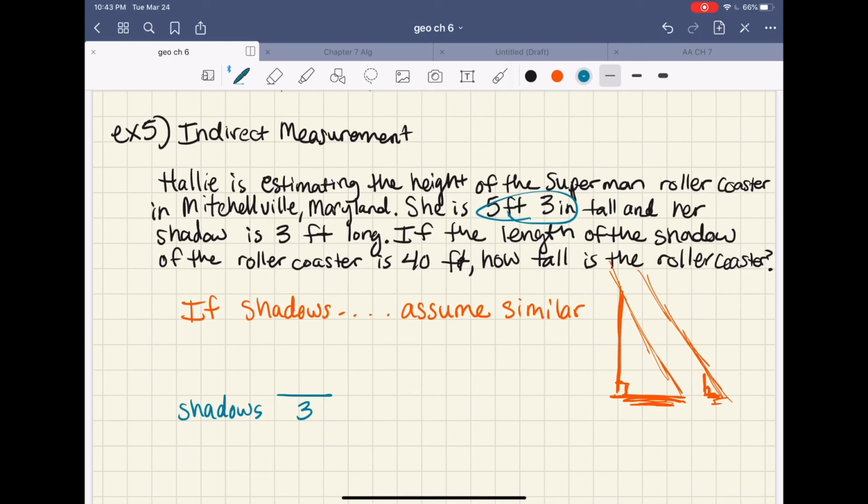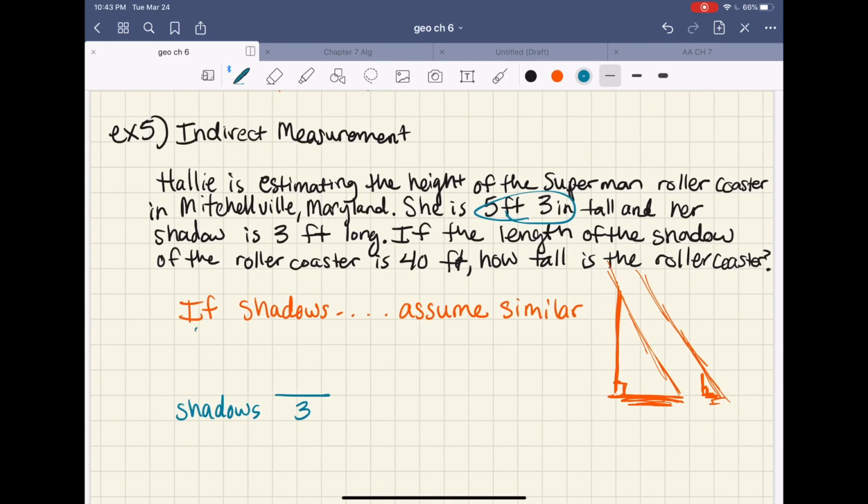What I'm going to do is say, okay, 3 inches is equal to 1/4 of a foot, since there's 12 inches in a foot. So I'm going to say that she's 5.25 feet tall instead of saying that she is 5 feet 3 inches. And because of the sunlight, it's the exact same time that we're measuring here, we know that has to be proportional to the ratio of the shadow of the roller coaster and the roller coaster's height.